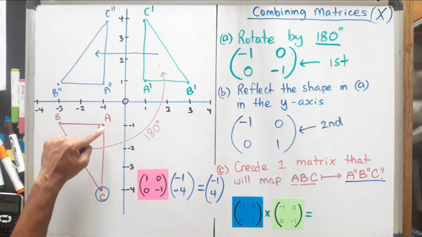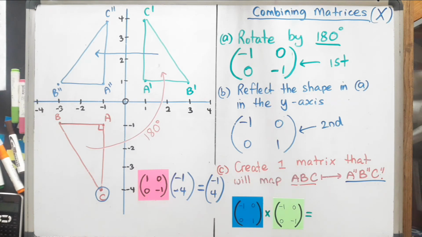And you could try it for A. Take this matrix and multiply by A, and it will go straight to A double dash. And you can try the same thing for B. It does two things in one shot. It's like a time saver.